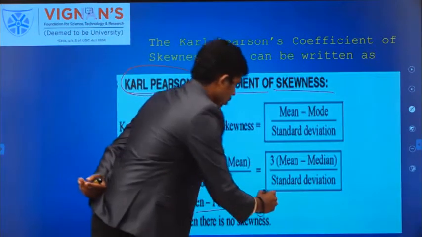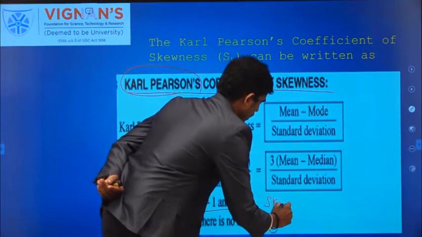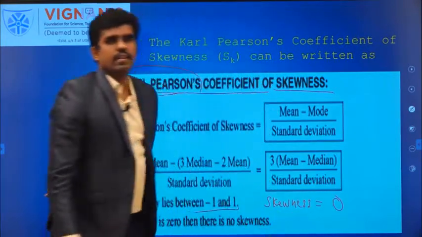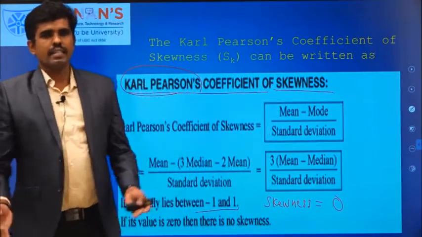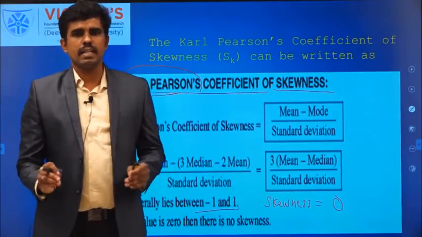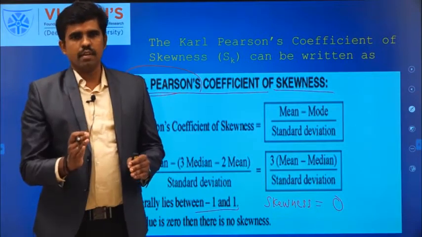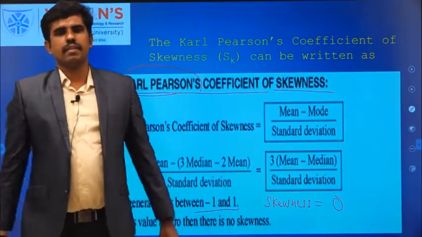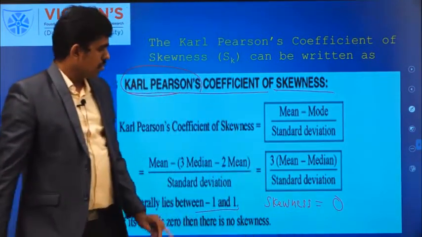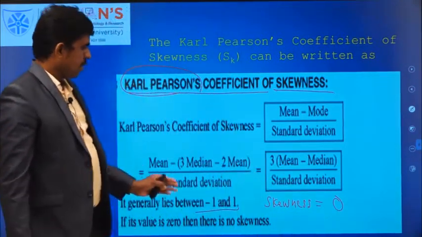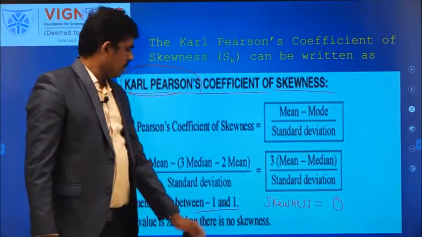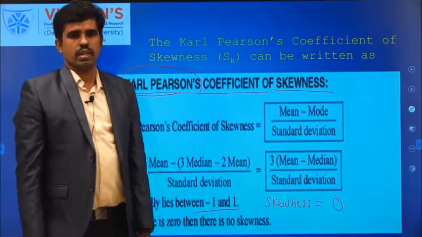If we are getting a skewness value equal to 0, then there is no long tail on either side. You are getting a symmetric graph. Left half is equal to right half area, if the skewness value is equal to 0. So the value lies between -1 and +1. If its value is 0, then there is no skewness.